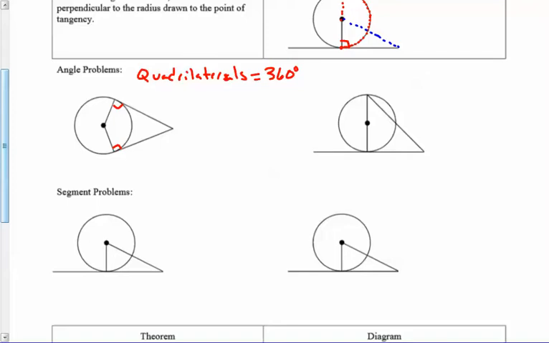So then this angle here we'll say is 120. If that's x, then it has to be 120 plus x equals 180, because these two opposite angles have to give us the other 180 to make 360. So x has to equal 60 degrees. So that's one type of problem that you'll be given.